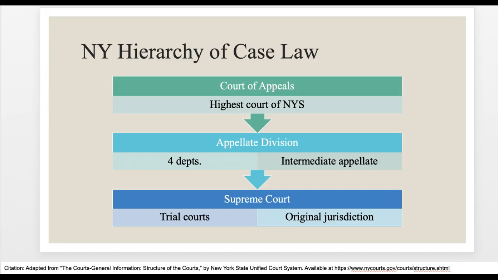Now let's look at the hierarchy of case law in New York State. The Court of Appeals is the highest court in New York State. Underneath the Court of Appeals are 4 appellate divisions, 1 for each of the state's 4 judicial departments. Under the appellate divisions are the Supreme Court, county courts, and miscellaneous trial courts.